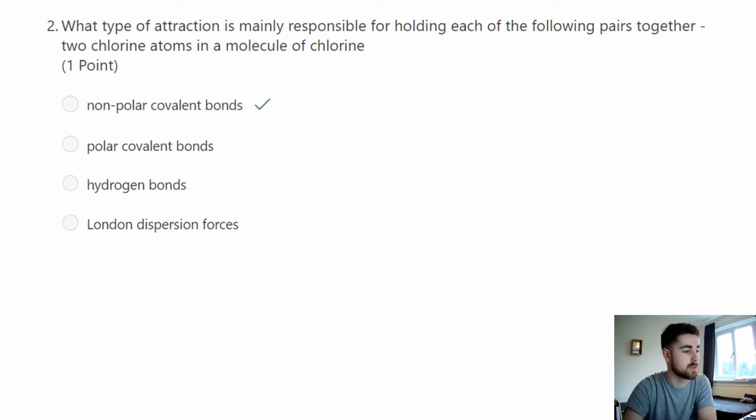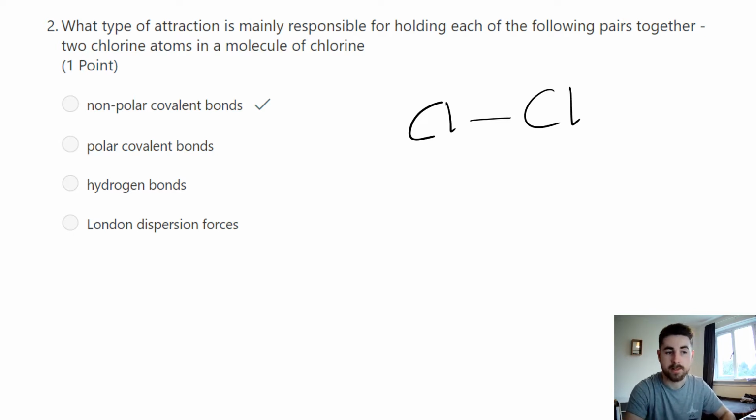So in this example, we're asked what type of bond holds together the 2 chlorine atoms in a molecule of chlorine. Well, what we have here is a diatomic element. We've got 2 of the same atoms held together by a covalent bond, so we can again eliminate hydrogen bonds and London dispersion forces because we're talking about the bond that is within a molecule, not between different molecules. So the last thing I have to think about is whether it's polar or non-polar, and anytime you have the same atom bonded to each other, then it's going to be non-polar because the electronegativities are the same, 3 and 3, which means those electrons are shared equally in the middle.